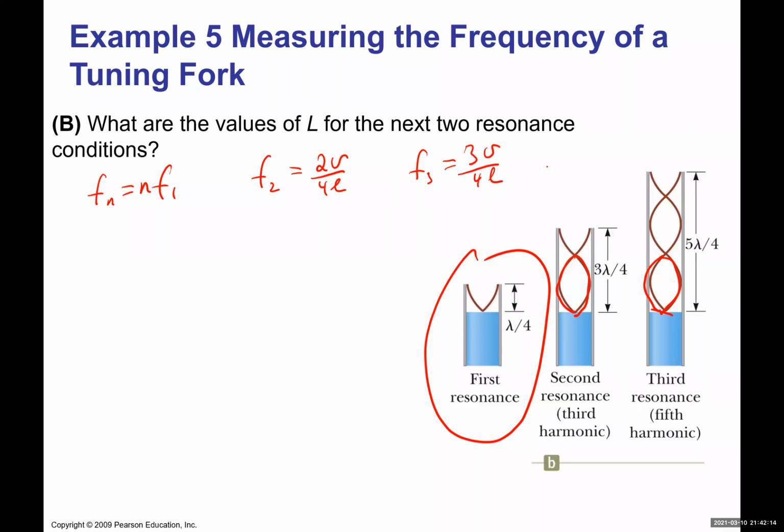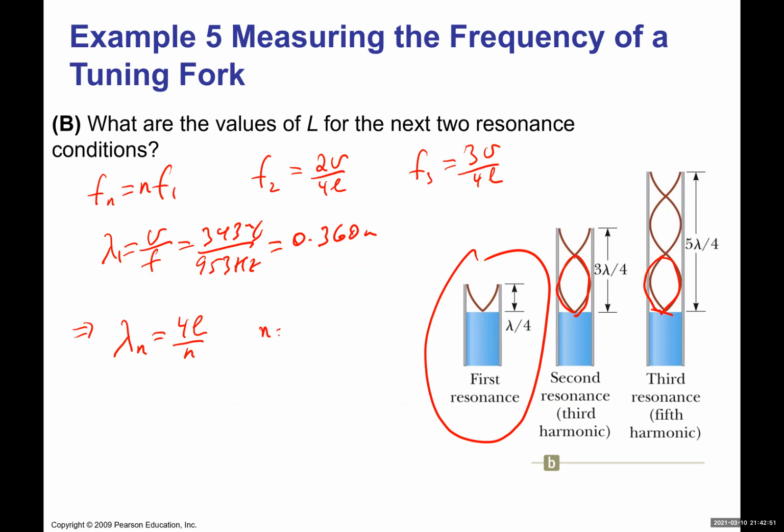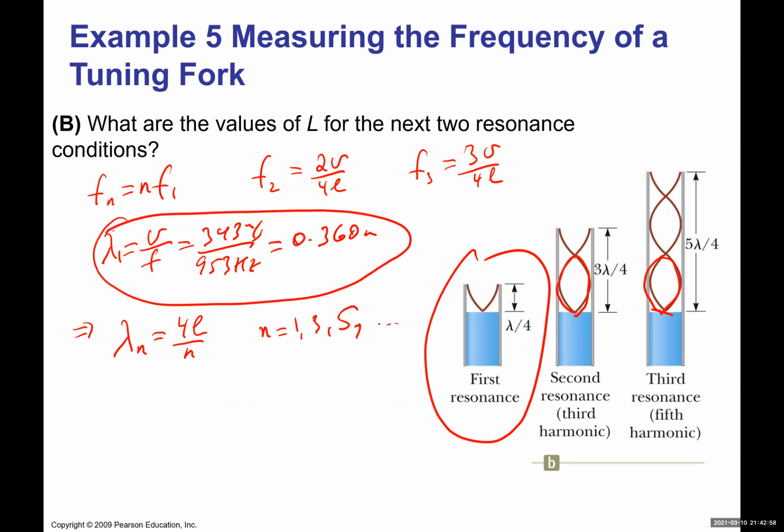Or we can look at it in terms of this. We can find the wavelength for the fundamental, which is velocity over frequency: 343 meters per second over 953 hertz. So we get 0.360 meters. That's lambda 1, the wavelength for the first resonance. Then from the equation I showed you, wavelength lambda n equals 4L over n, where n equals 1, 3, 5, and so on. We already have lambda 1. The next would be n equals 3 and n equals 5.